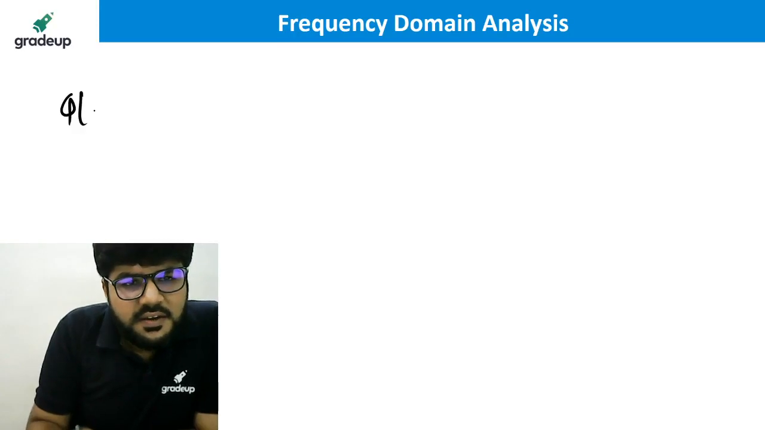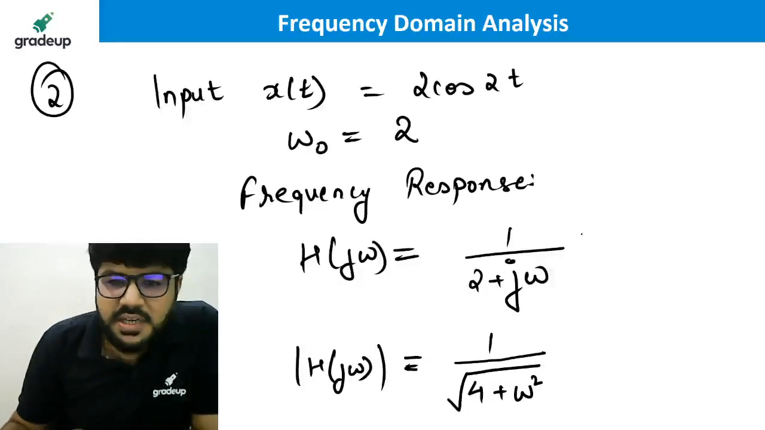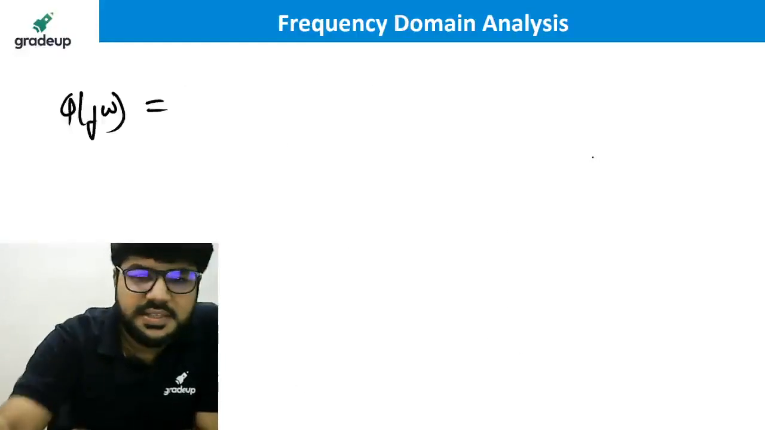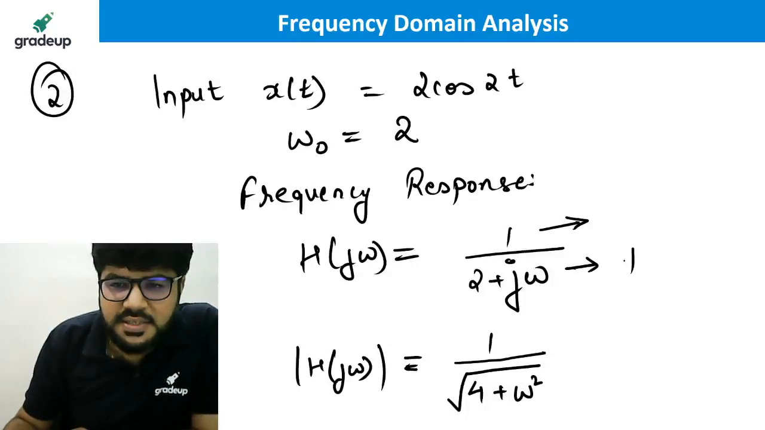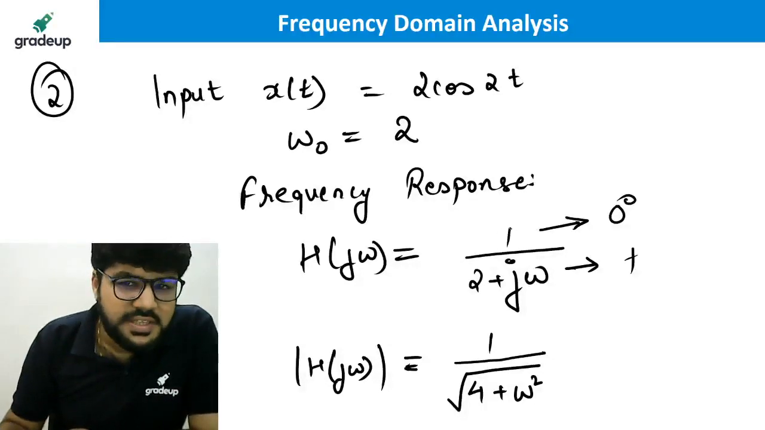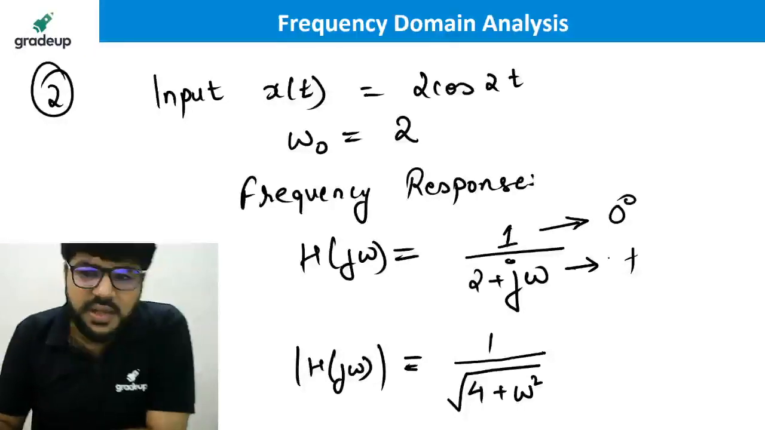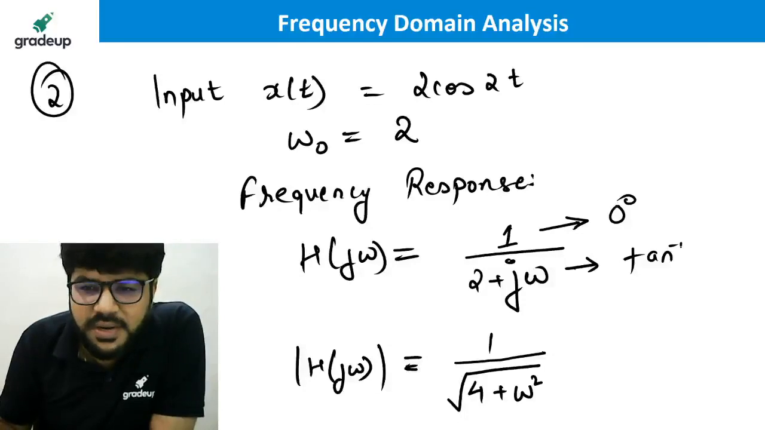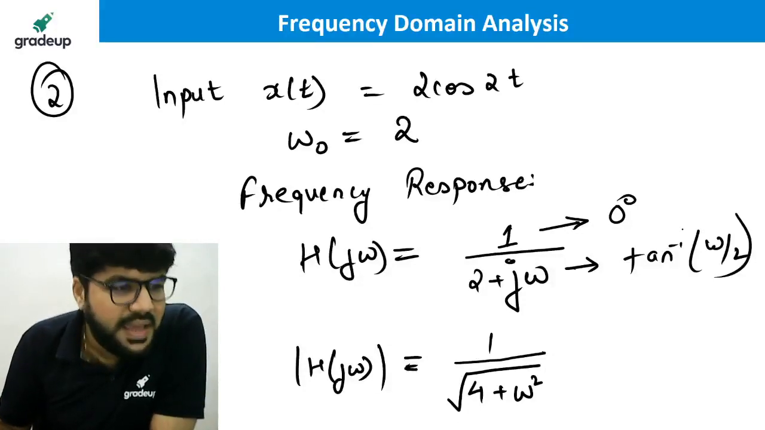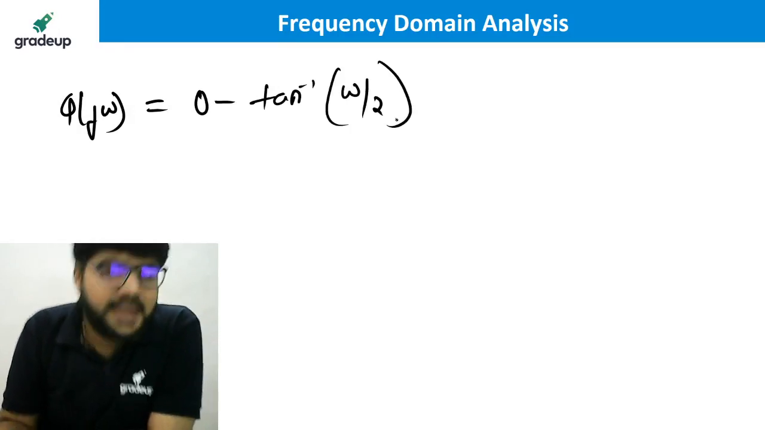What is the phase of H(j omega)? What is the phase of the numerator? It is 0, because it is positive. What is the angle of a positive real number? It is just 0 degrees. Then for the denominator, subtract the phase. What is the phase of the denominator? It is tan inverse y by x, so tan inverse omega by 2.